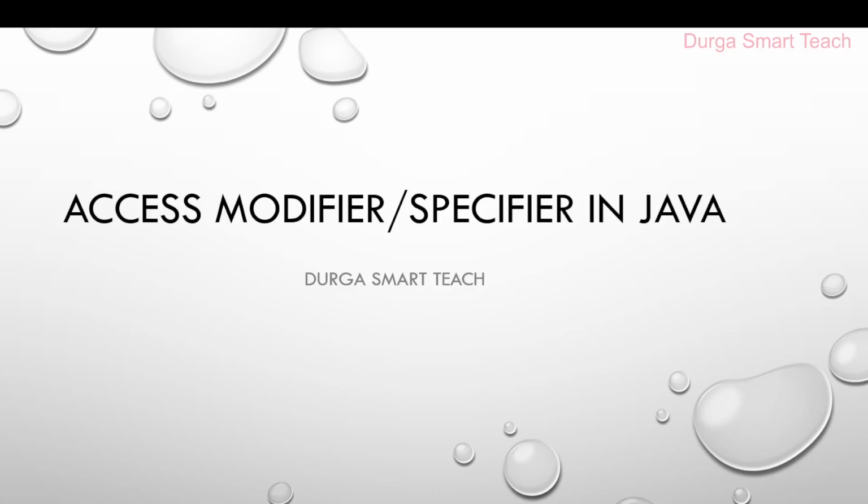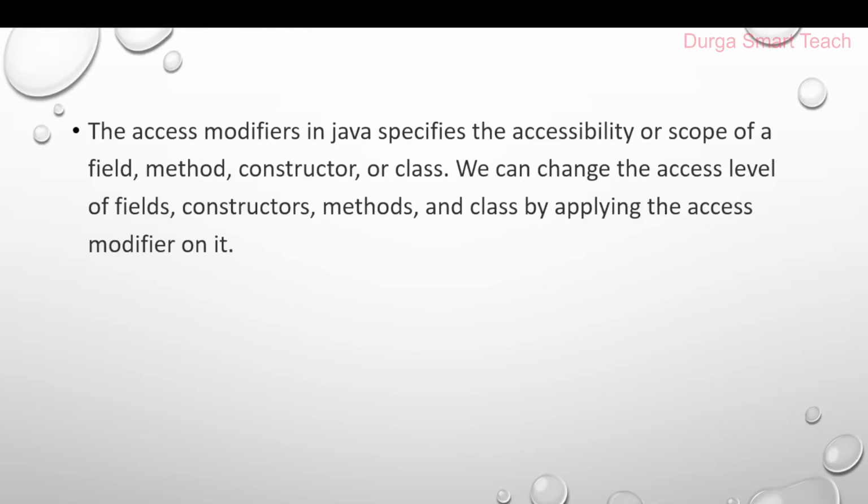Today I am going to discuss access modifiers in Java. These access modifiers are also known as access specifiers, visibility specifiers or visibility modifiers. So here, the access modifiers in Java specify the accessibility or scope of a variable, method, constructor and class. Okay, so these are used to specify the accessibility.